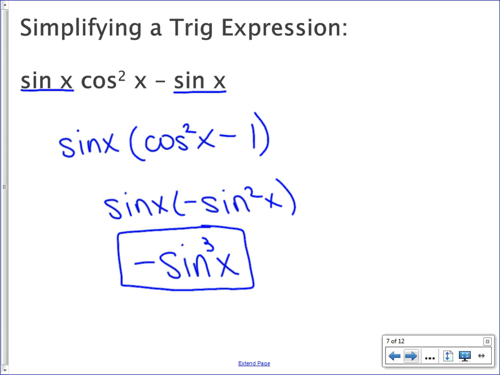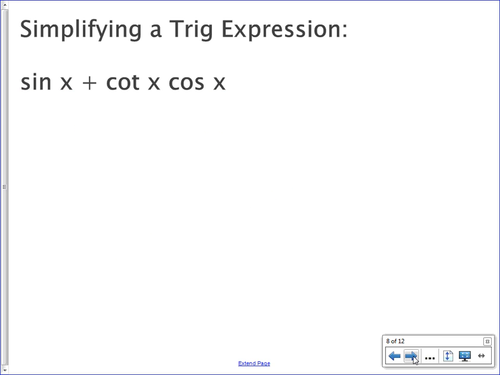Other questions? You're basically looking for ways you can substitute in your identities so that we can simplify our expression. I hate to tell you, but the only way that you're going to get good at this is by practicing over and over. So this unit especially, whether you're in the homework club or not, your homework is very important. The more problems you do, the better you're going to be. All right, let's look at this one.